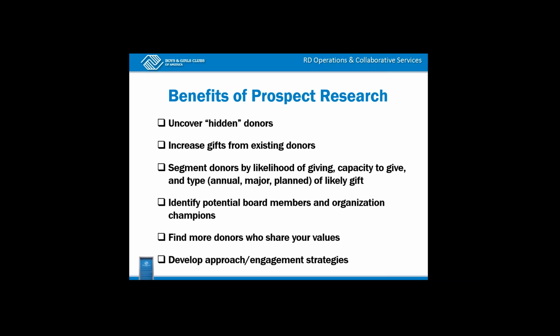Prospect research helps us segment our donors into likelihood and giving capacity so that we can prioritize our work. Who has the most potential and the closest relationship to us that we should be focused on first? It also helps us identify future potential board members and organizational champions, people who have a closer affinity to our organization. And through learning all this information, it helps us to develop better approach and engagement strategies for cultivation and solicitation.